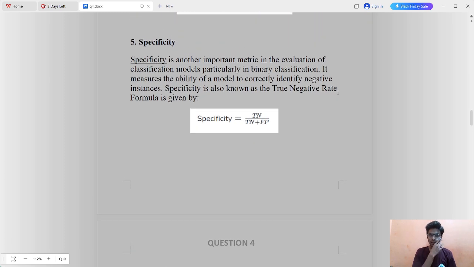Fifth one is specificity. Specificity is another important metric in the evaluation of classification models, particularly in binary classification. It measures the ability of a model to correctly identify negative instances, and specificity is also known as the true negative rate. Formula is given by.